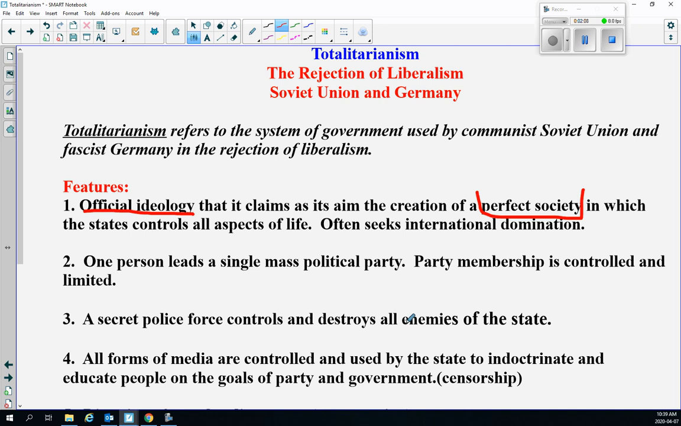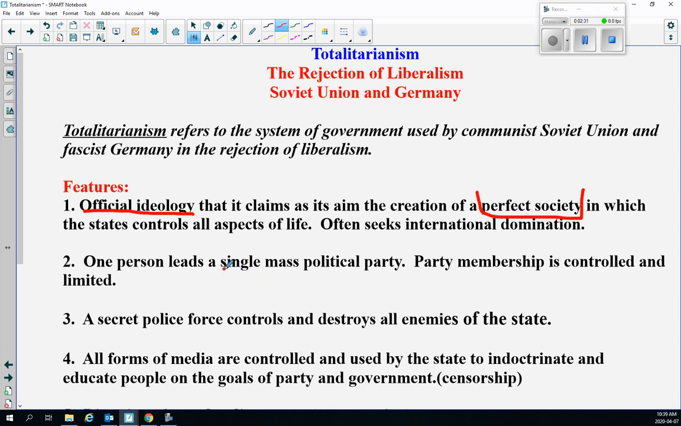By the way, as we talk about totalitarianism, understand that this is a very rare and unique form of government. This doesn't happen often. There are a lot of dictatorships on planet Earth, but very few of them get to the degree of being what we would call totalitarian. This is rare, doesn't happen often, and you'll see why by the end of the lesson.